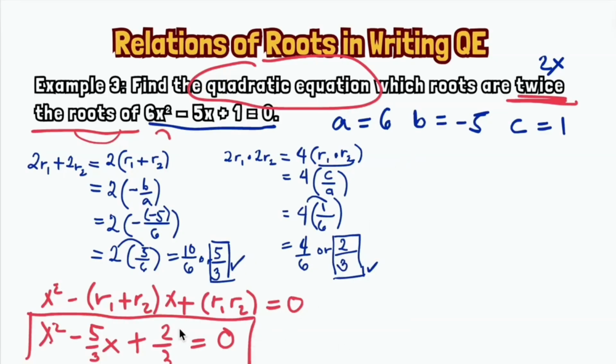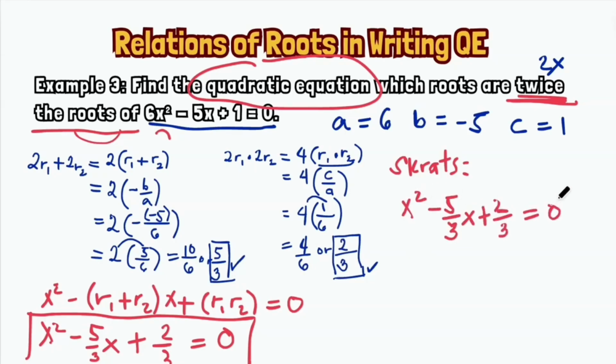Okay, so we could write another form without the denominator here. So we will transform itong equation na to. Pwede naman na to actually. Pero I will show you the other form. So I will put my scratch here. So we have this x squared minus 5 over 3x plus 2 over 3 equals 0. So, ang goal natin matanggal itong denominator na 3.